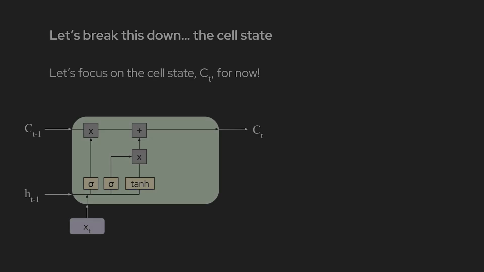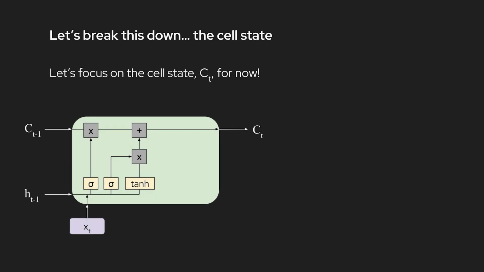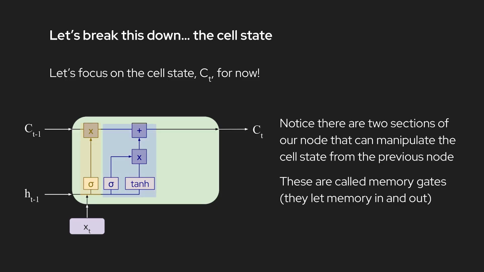Let's first focus on our cell state. I've removed everything that doesn't directly modify the cell state. Notice that there are 2 connections to the cells. These are memory gates. Memory gates are how our model manipulates the flow of information to and from the cell states. Part of our model's training is for it to learn exactly what information should be let into the cell state here, hence the weighted cells.